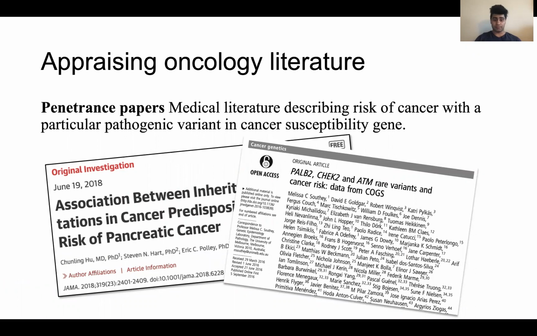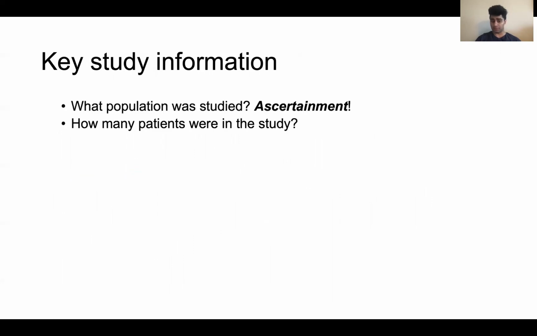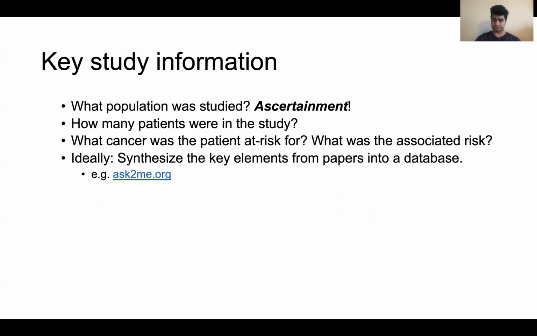that we are concerned with, which is known as the penetrance papers. These are the literature that describe the risk of any given type of cancer with respect to a particular gene or a germline mutation. So the key pieces of information that the oncologists are interested in are the ascertainment, that is the kind of population that was studied, and of course, what was the associated risk to that population for a given type of cancer. Ideally, they want to synthesize these key elements from these papers into a database.